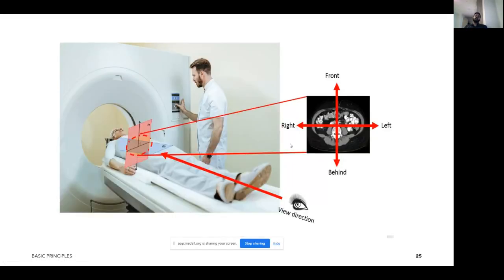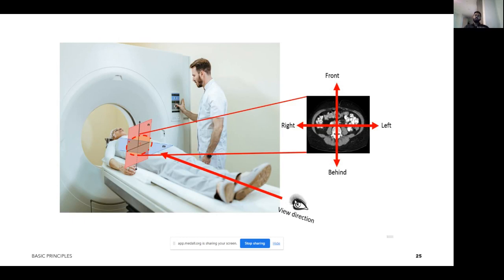Next thing that is usually difficult for a lot of people is when they look at CT scans, how do you orient yourself? Which is left, which is right? By convention, you can see that there is a patient lying on the bed, and you can see the eye here. So you are always imagining yourself looking at the patient from the foot end. So if you're looking at the patient from the foot end, your left is going to be patient's right, and your right is going to be patient's left.